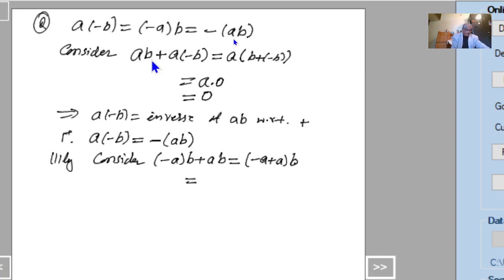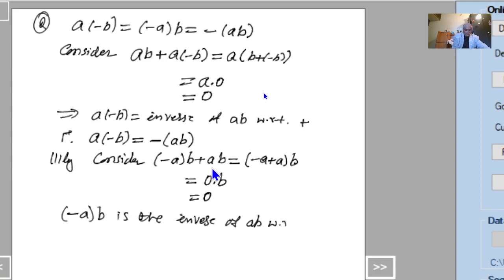This is equal to minus A plus A, which is nothing but 0. I am getting 0 into B. But already we have proved that 0 into B is equal to 0. So minus A into B plus AB is equal to 0, which means this is the inverse of AB.